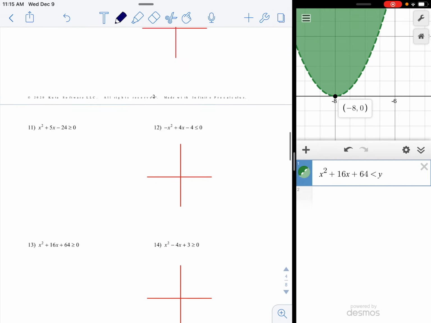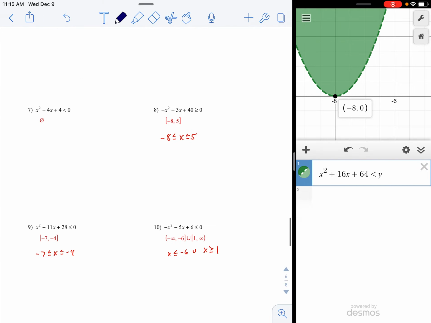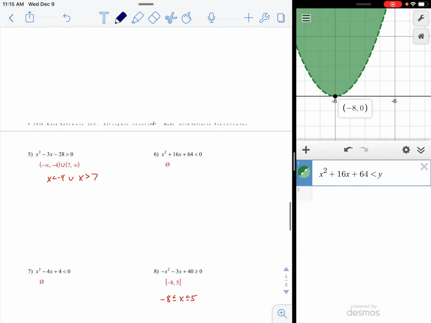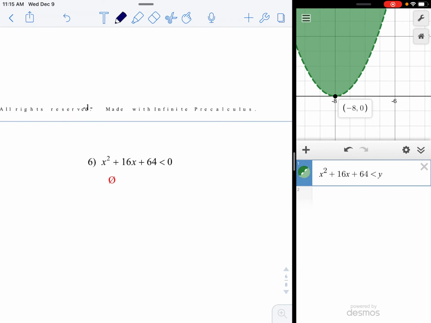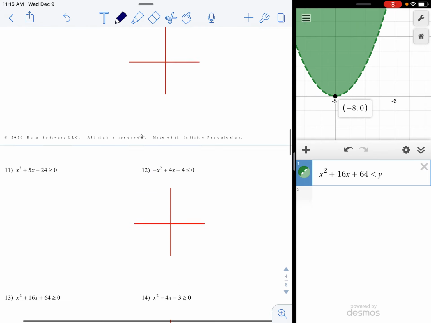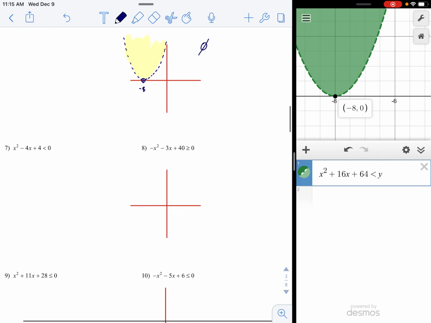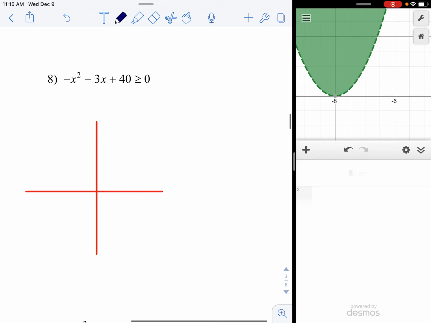So the answer to number 6 is going to be no solution. Oh, that's number 8. Number 6 is no solution. Yeah, that was a tricky one. I had to look at the answer. I had to cheat.